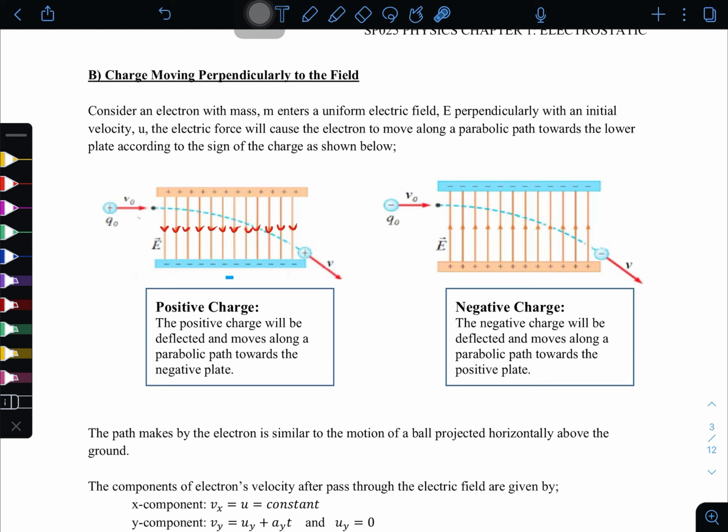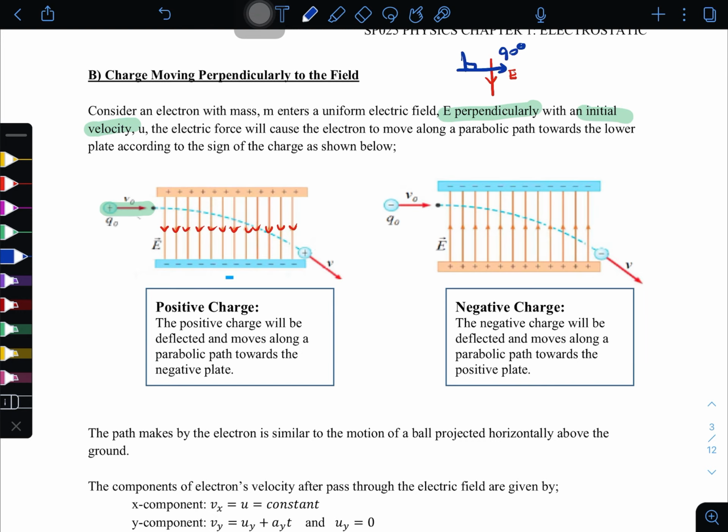Case yang kedua ini, dia masuk. So, bila dia masuk, dia bergerak dan dia ada initial velocity. So, it has a initial velocity sebab dia masuk, tapi dia masuk 90 darjah perpendicular. So, kita punya E ke sini, ke bawah ataupun ke atas. Kita punya charge masuk perpendicular 90 darjah. So bila dia masuk 90 darjah, dia ialah perpendicular to E.